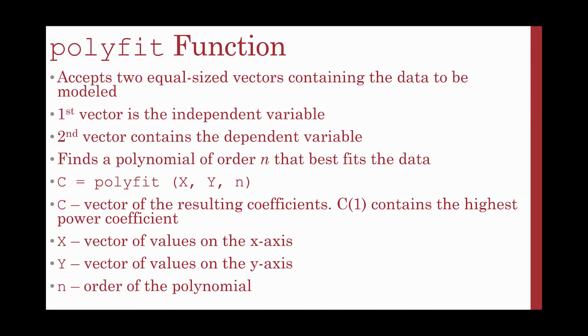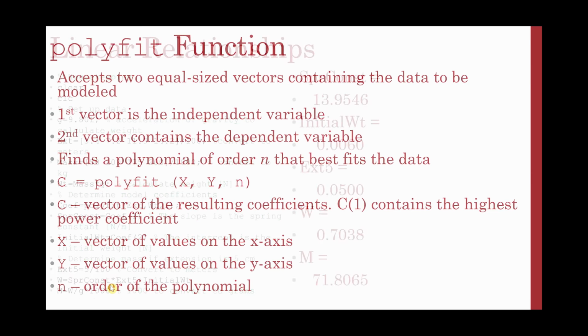So how does the polyfit function work? The polyfit function accepts two equal-sized vectors containing the data to be modeled. The first vector is the independent variable. The second vector is the dependent variable. It finds a polynomial of order n that best fits the data. So it's polyfit(x, y, n). The C vector of results has C(1) as the highest power coefficient. The x is the x vector, the y is the y vector, and n is the order of the polynomial.